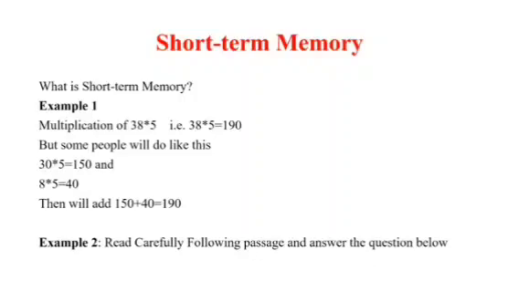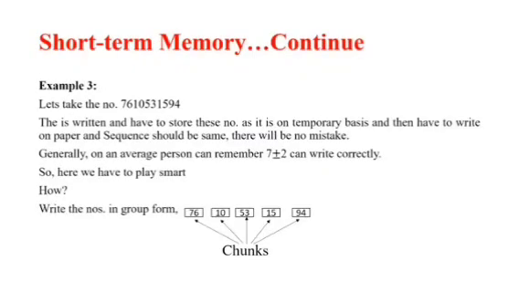It is a fact that the access time for short term memory is less compared to long term memory. That means the time required for short term memory is very less compared to long term memory. Also, the capacity of short term memory is very small. How? For that we can take an example. Let us take the number 7610531594.